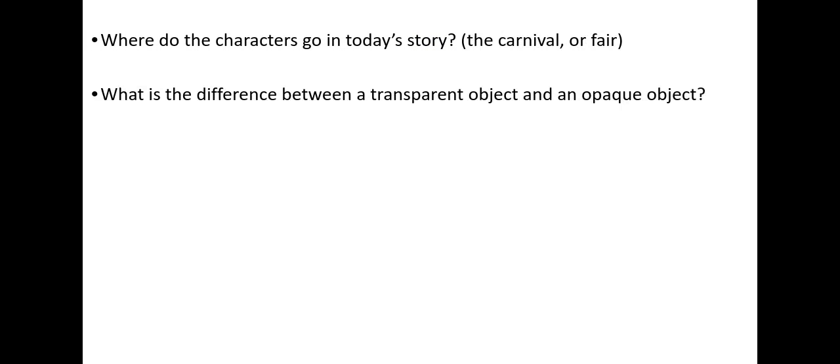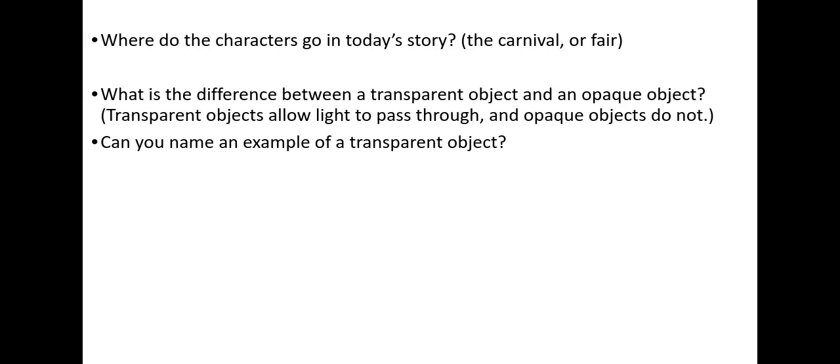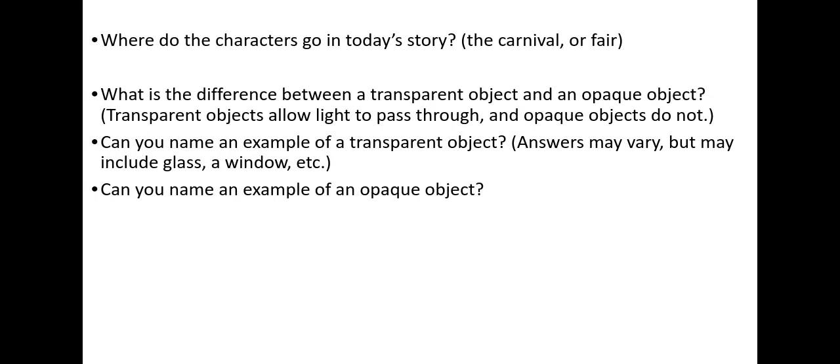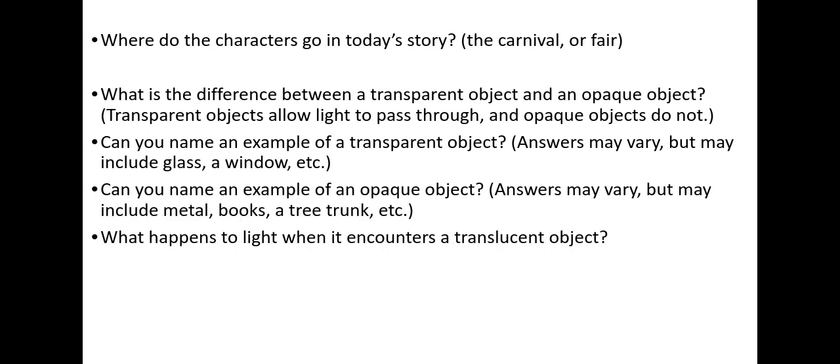So where do the characters go in today's story? The carnival, or the fair. What is the difference between a transparent object and an opaque object? Transparent objects allow light to pass through, and opaque objects do not. Can you name an example of a transparent object? Something like glasses or a window. Can you name an example of an opaque object? Like a book or metal or tree trunk.